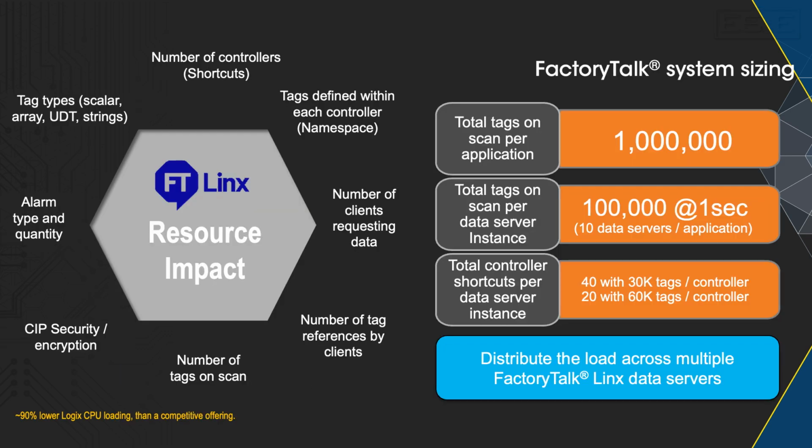So when you look at size in the system, the total number of tags per application that you can put in an application is 1 million tags, okay? Just gonna throw these numbers out here so you're all aware of them. So total tags on scan per data server instance, and you can have 10 data servers in one application, is 100,000 at 1 second. So if you've got one data server, don't try to push past 100,000 tags. It's not going to be pretty if you do, okay? So that's the other thing. Total number of controllers or shortcuts per data server instance is 40 if you've got 30,000 tags per controller, or 20 if you've got 60,000 tags per controller.